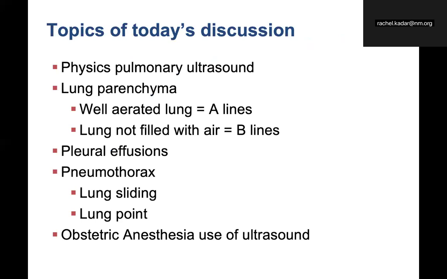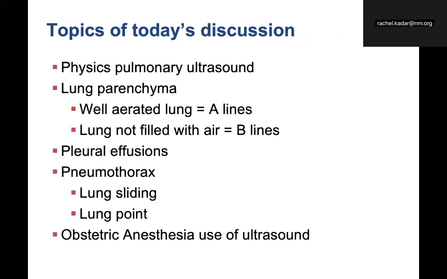Today we're going to talk about a little bit of the physics of pulmonary ultrasound. We'll discuss lung parenchyma, and what I hope you will take away and remember is that A lines are seen in a lung that is well aerated, and B lines are seen in a lung that is not filled with air. So when the lung is acting like a solid organ, you will see B lines.